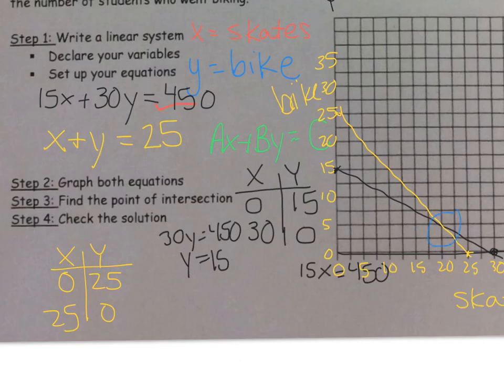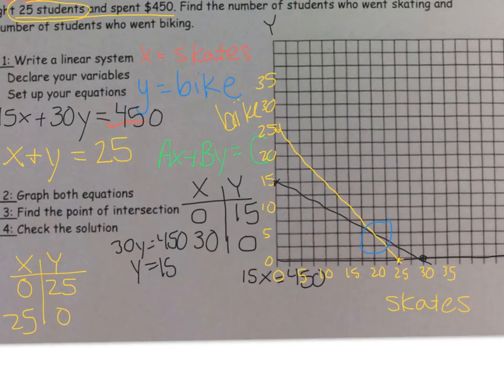In order for both of these to be true, our intersection point is, I don't like that color, let's pick a pink. Our intersection point is 20, comma, 5. So what does that mean? Well, x are the skates, so 20 skaters and 5 bikers.